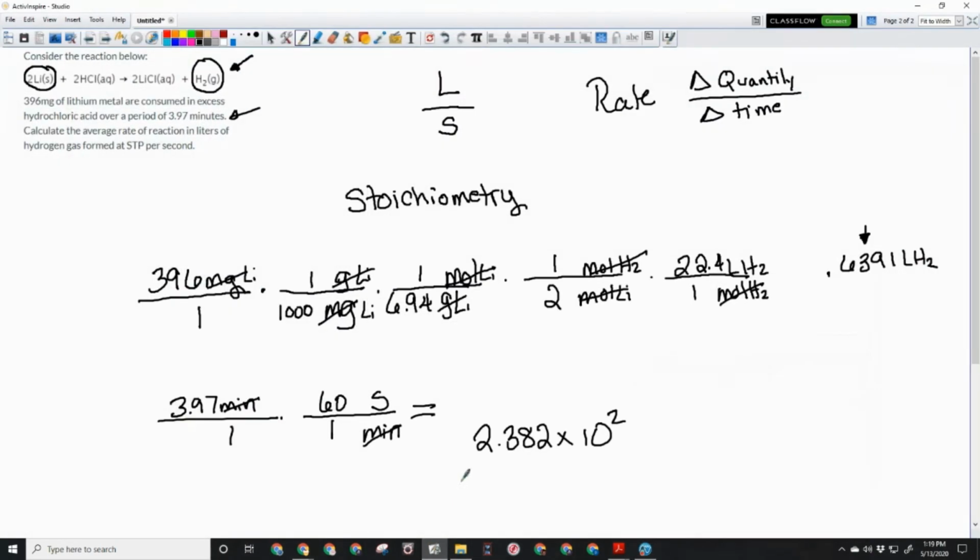So that's what you do in chemistry, you make sure you go and double check every step of the way, because since we're doing so many steps here, we want to make sure that we don't make a little mistake in the details, which is going to throw off the answer to the problem. So check, double check, okay, make sure you have the right numbers written down. All right, so 0.6391 over 2.382 times 10 to the 2, and this should give you liters per second.